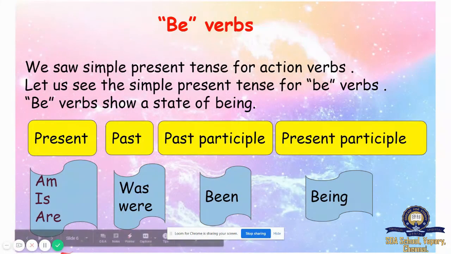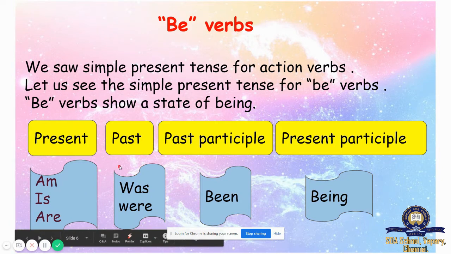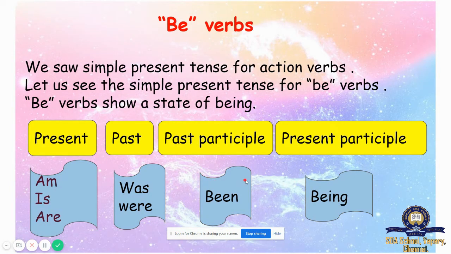So, first, you can see present. In present, what are the verbs? Am, is, are. Then in past, what are the verbs? Was and were. Then past participle. I have already told you what a past participle is. Yes, completed action. Yes, very good.